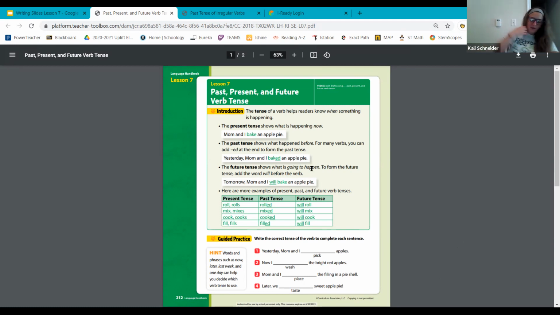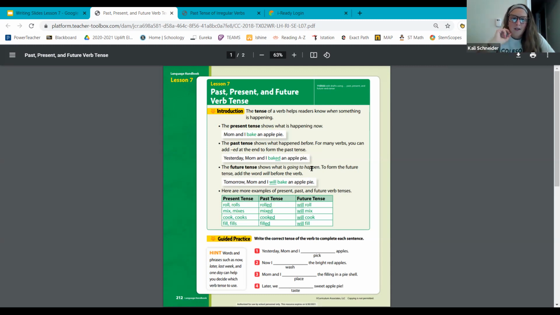So on page 212, lesson 7, introduction says, the tense of a verb helps readers know when something is happening. So for example, the present tense shows what is happening right now. Mom and I bake an apple pie. It's happening right now. The past tense shows what happened before. So it happened before, it happened in the past, it happened maybe yesterday. For many verbs, you can add ed at the end to form the past tense. Yesterday, Mom and I baked an apple pie. So adding that ed puts a past tense on it, so we know it happened yesterday.